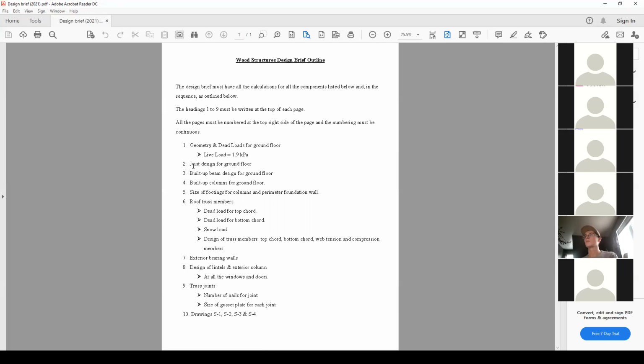So I expect you to put, at the top of the page, geometry, dead loads for the ground floor. The live load is of course 1.9. And that's what we're going to be doing today. And then the week after, we're going to start designing the floor joists. And then after that, we're going to design the built-up beams. And then we're going to design the built-up columns. And then we're going to be sizing the footings.